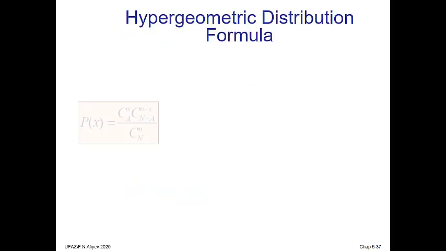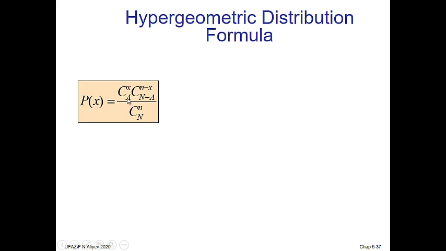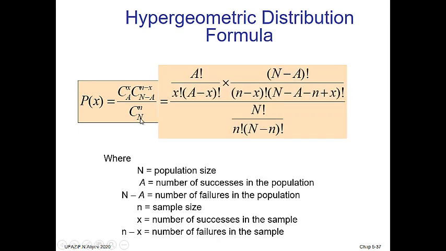Here is a formula for hypergeometric distribution. As you see in the denominator, we write combination N choose n. This capital N represents the number of elements in the population. Capital A represents the number of successes in the population. Small letter n represents the sample size, and x represents the number of successes in the sample.